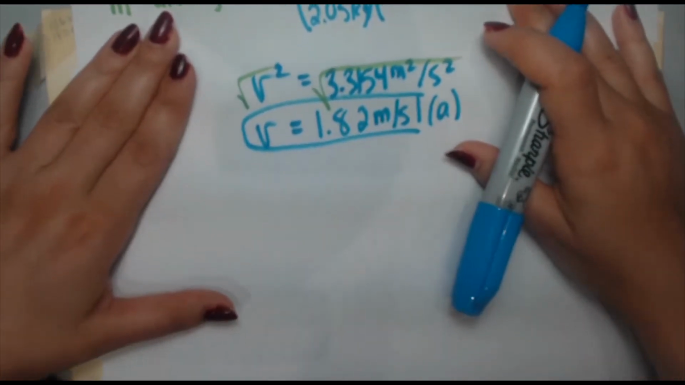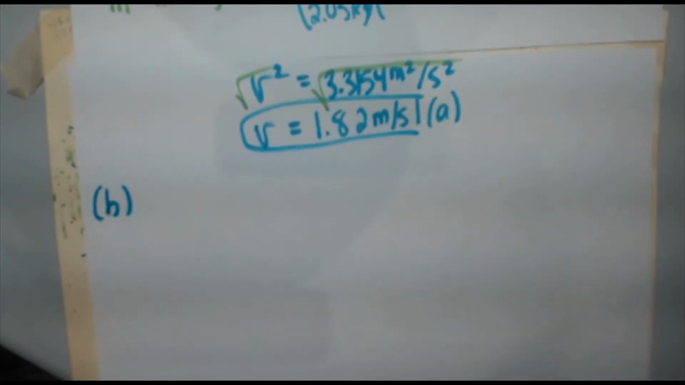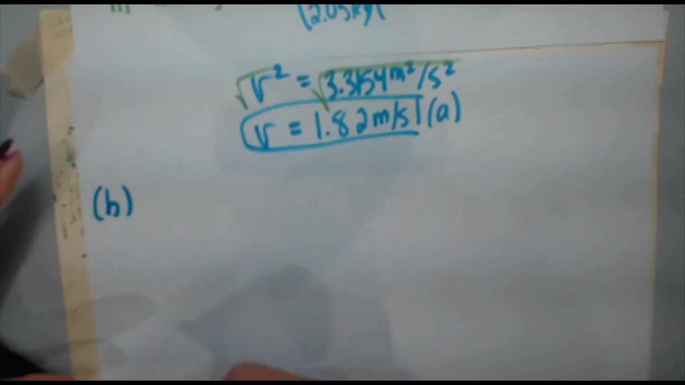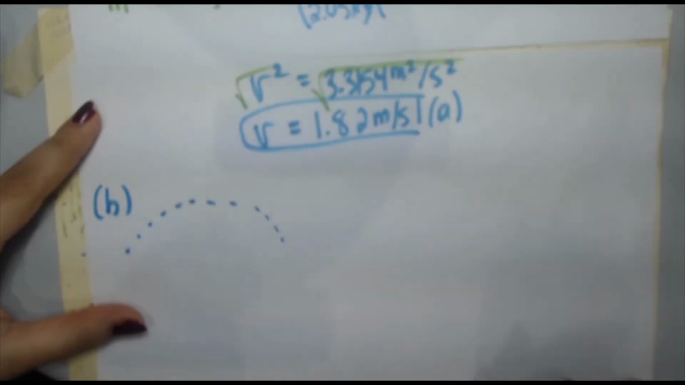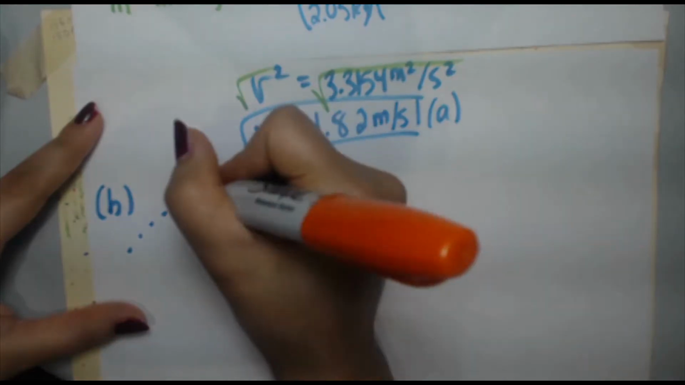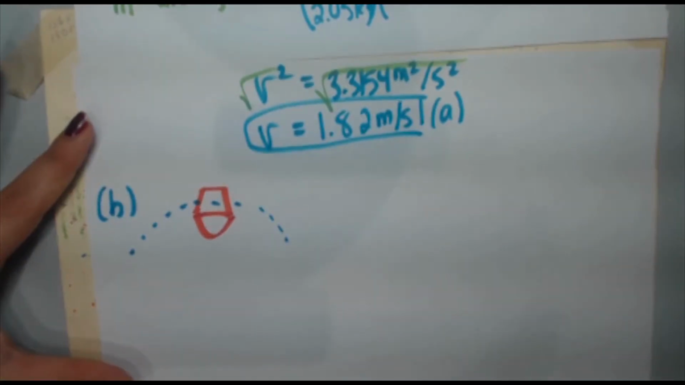Okay, so here we go. We're going to go to part B. How fast does it have to move at the top of the circle? So let's just do a really simple diagram here. I'm just going to draw the top half of the circle, and you've got your bucket, which is going to be upside down at that point. So there's my lovely artistic bucket.